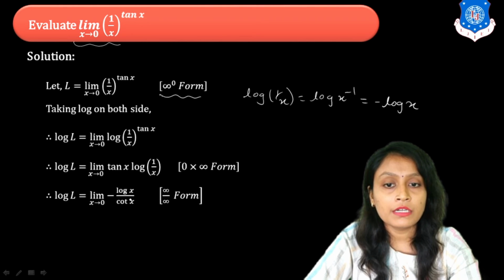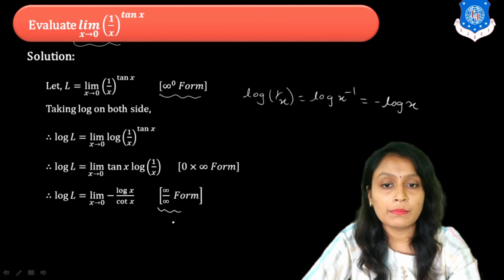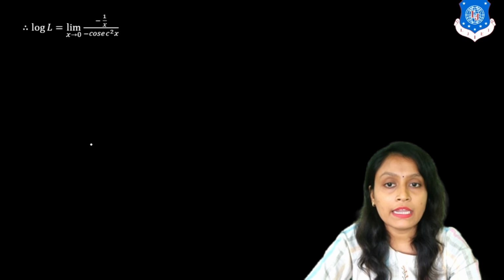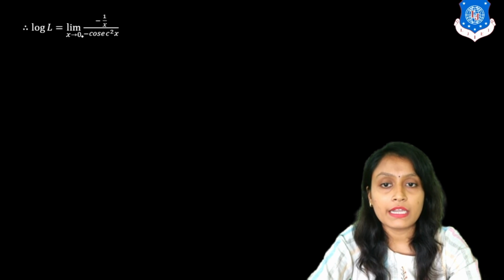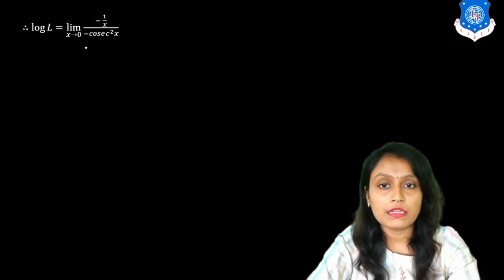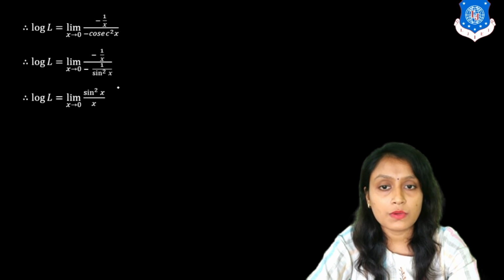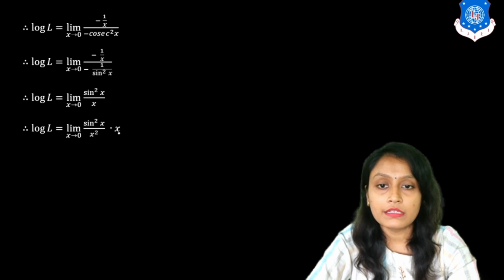Now substitute the limit. So you will get the form infinite by infinite. Now if we have the infinite by infinite form, we will apply L'Hopital's rule. So you will get log L is equal to limit x tends to 0 of minus 1 upon x over minus cosec square x. Minus gets cancelled and what will remain is 1 upon x. This cosec square x we will write as 1 upon sin square x, so bring this sin square x in the numerator and x in the denominator. Now we will multiply and divide by x. So you will get x square and here x.